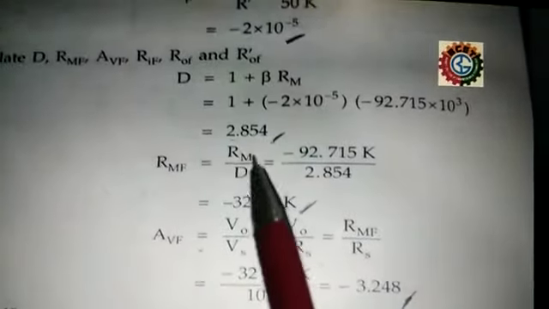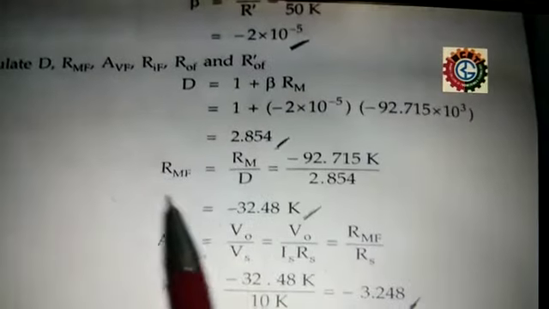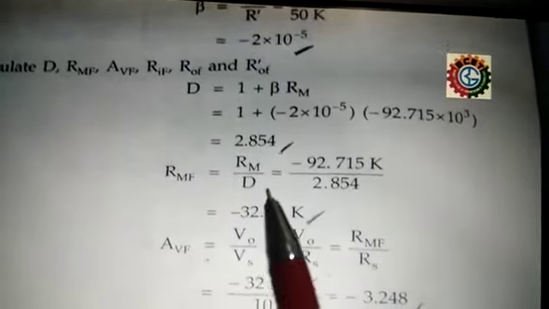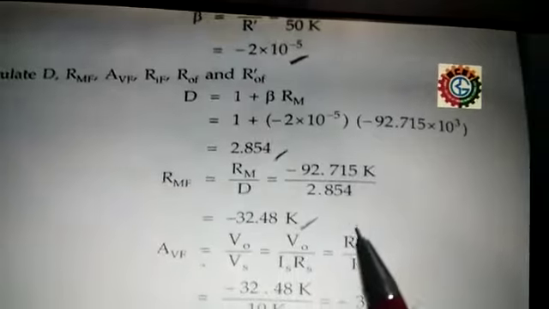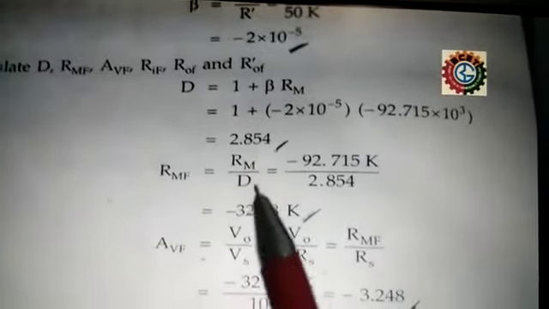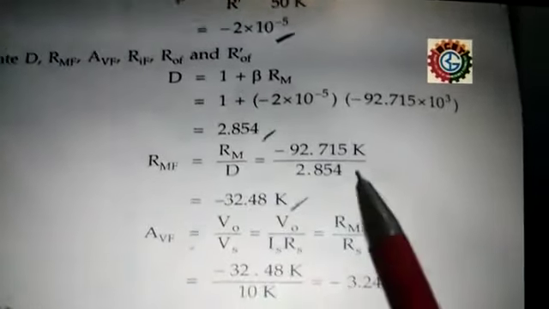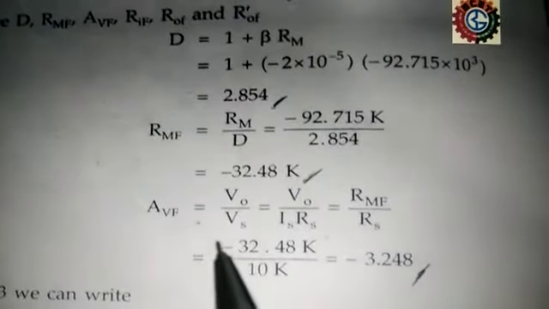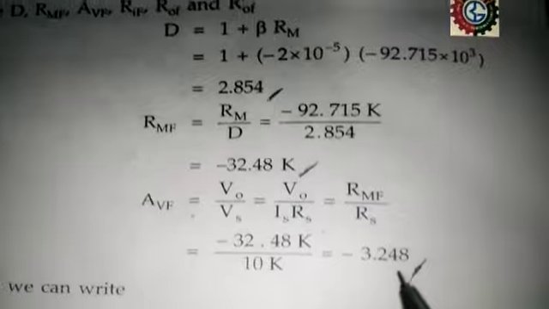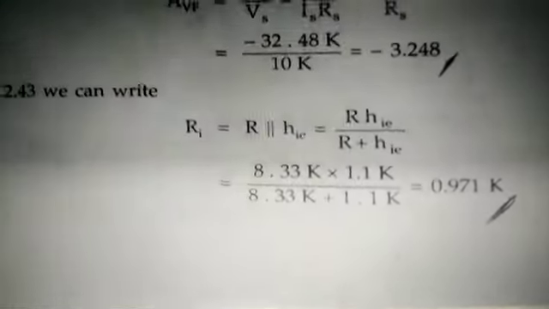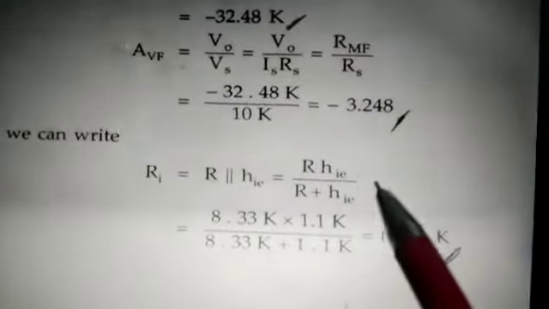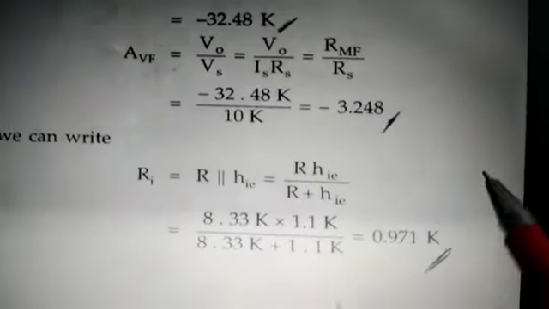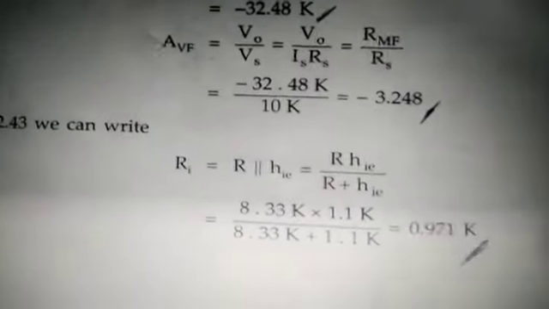The table is there, you can see the table of general formulas of four topologies, and from this you can write this one. In shunt topology you have to write Rm by D. This value is minus 32.48 K, and later on AVF we can calculate as minus 3.248. So here once you get this, then calculate Ri. Ri is equal to R parallel to hie. This value is 0.97 K, just you have to calculate.